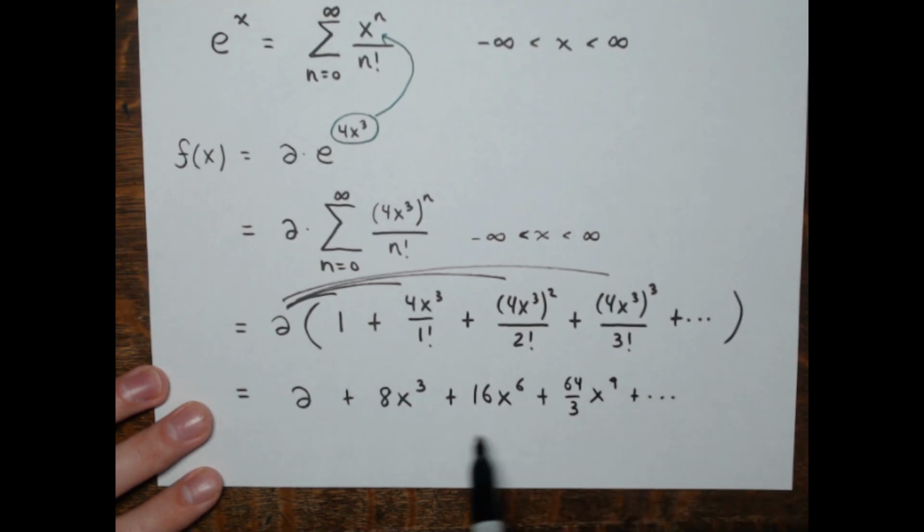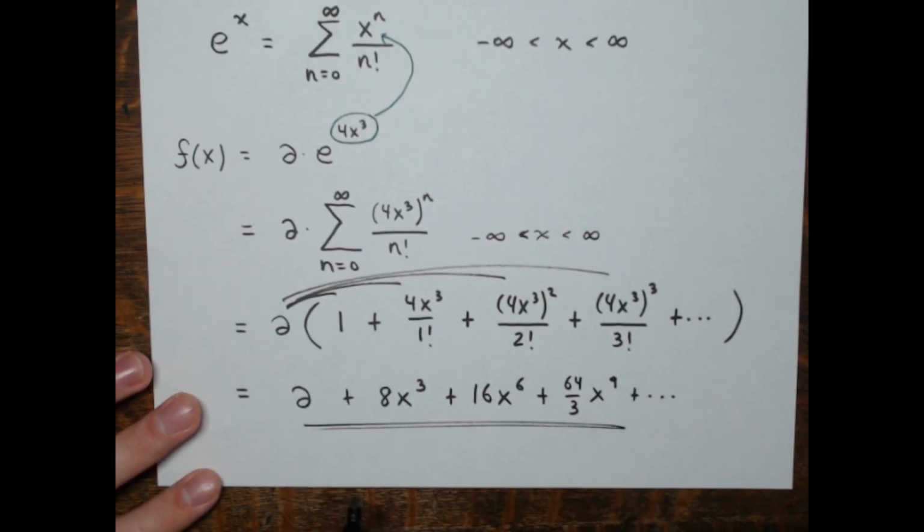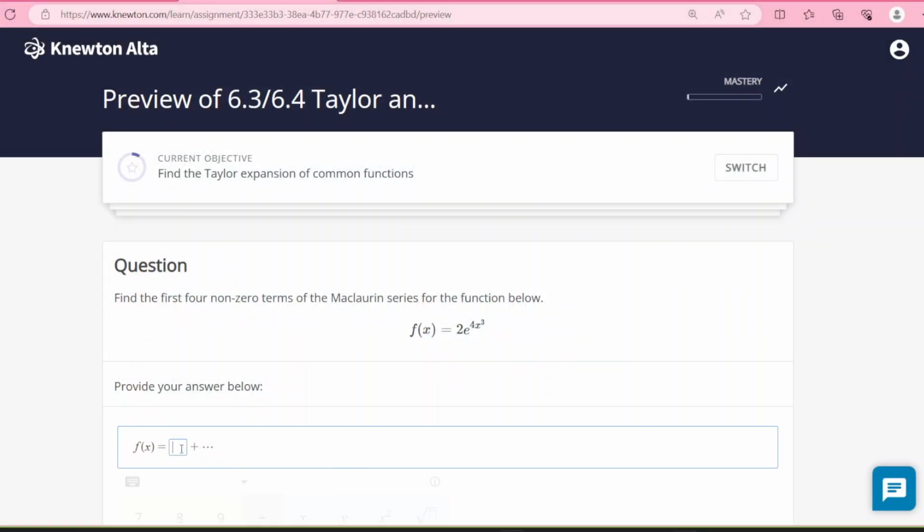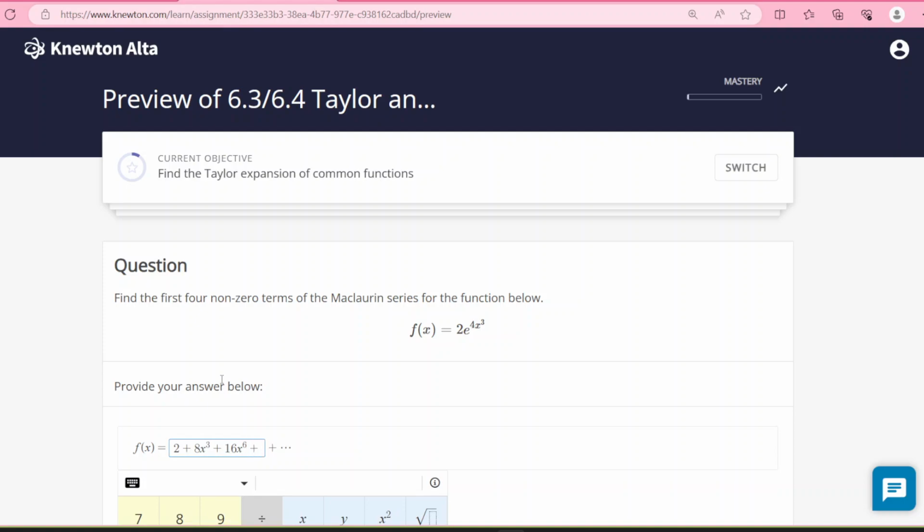And then so on. But this is all they want, right? The first 4 non-zero terms of the Maclaurin series for this function. So back here, f of x equals 2 plus 8x to the third plus 16x to the 6th plus 64 thirds x to the 9th. And that's it.